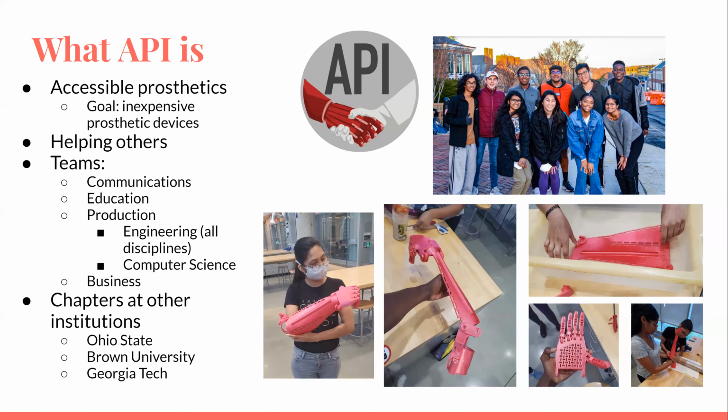So the mission of API, which is a national organization, is to 3D print prosthetics because 3D printing is very cheap. We're one of their branches at the University of Maryland that practices that. Unfortunately, we could not bring any of our arms with us today, but you can see them on the screen. We focus on engineering and production mostly, but because it's a club that is part of a national team, we also do a lot of communications, and we like to do educational stuff with you all. Thank you for being here. And there are also chapters at a bunch of other institutions.